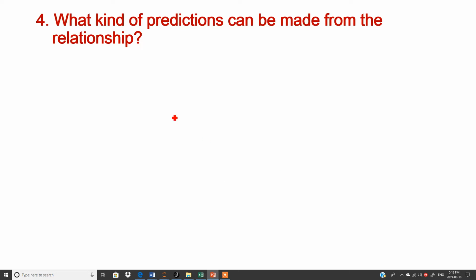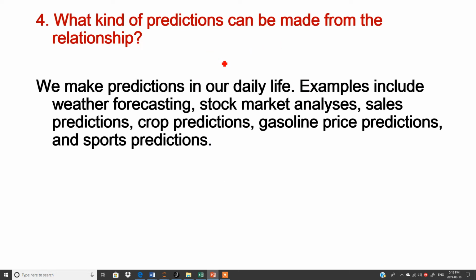Come to the fourth point. What kind of predictions can we make from the relationship, or what kind of conclusions can we make? On our daily basis, we make predictions. For example, weather forecasting. If we see outside the home the temperature is -40, maybe there will be snow. Or if it is cloudy, we will say, okay, the rain will be there. So rain depends on clouds, right?